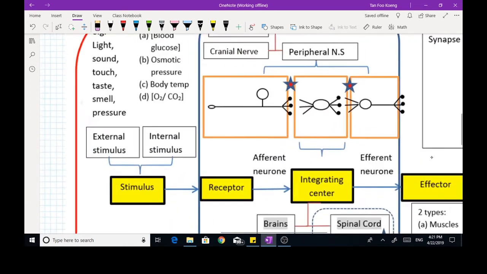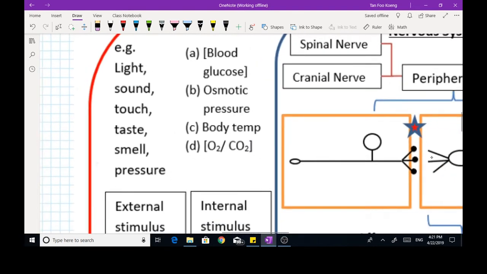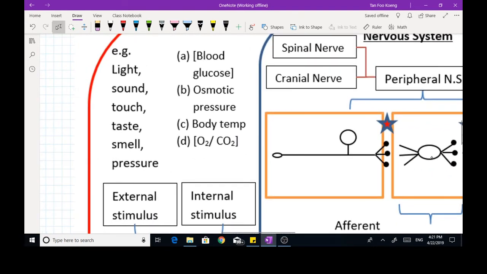Now, the stimuli are divided into two big groups. We have the external stimuli and the internal stimuli. We have learned all these stimuli in Form 2. For example, we have the eyes to detect the light, the ears to detect the sound, the skin to detect the touch and the pressure together with pain, the tongue to detect the chemicals, and the nose also to detect the chemicals.